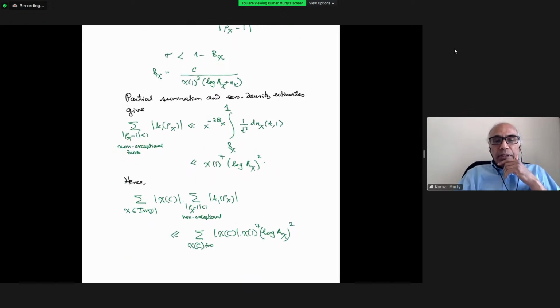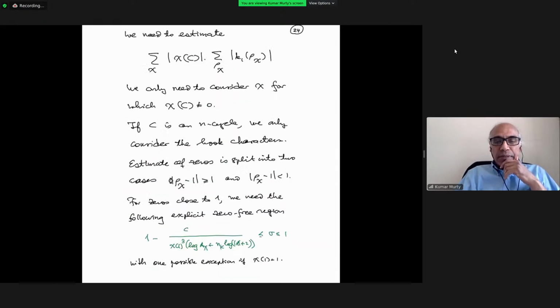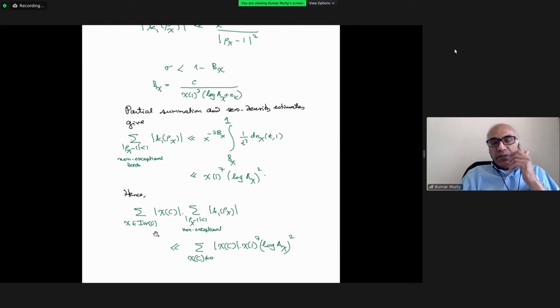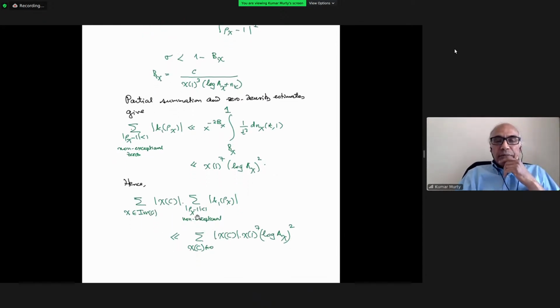And so now if I put this back into the sum over the irreducible characters, notice I've excluded this. Remember here, I said it's possible there's an exceptional zero. I'm ignoring the exceptional zero for a moment. It says consider the case where there is no exceptional zero. So I'm summing over non-exceptional zeros here, and I have this kind of bound.